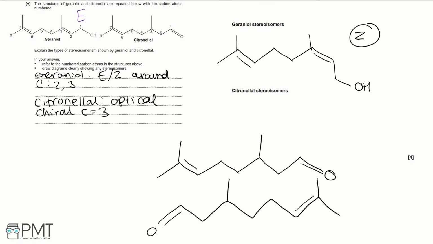So now I've redrawn citronellal. I've drawn mirror images of each other because that's what optical isomerism is all about, non-superimposable images. Like your hands, they are mirror images of each other, but they cannot be superimposed. So if we were to show the optical isomerism, we're going to use wedges.